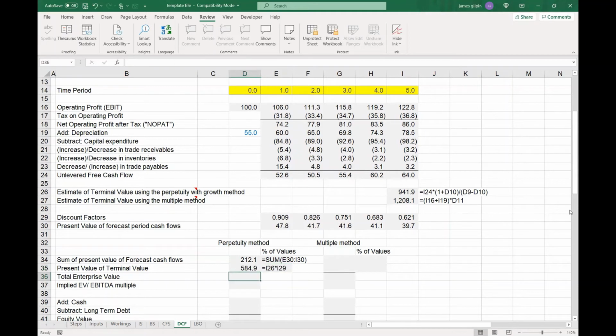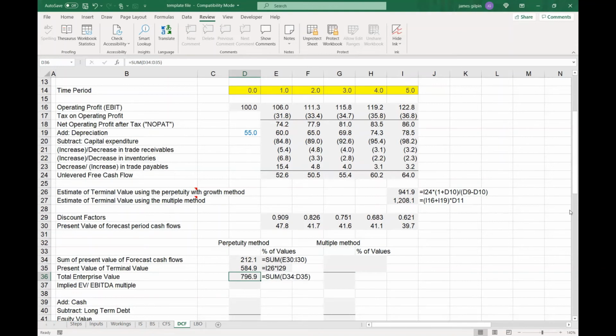And that then gets me to a present value of 584.9. And then the sum of those 2 present values gives me the value that I think the company is worth today. And that's also referred to as the enterprise value. So it's the total value of the business. It's not thinking about how the business is being funded. It's just thinking about the value of the business as a whole, based on how profitable it is, how cash generative it is, not thinking about the mix of debt and equity that's being used to fund it.